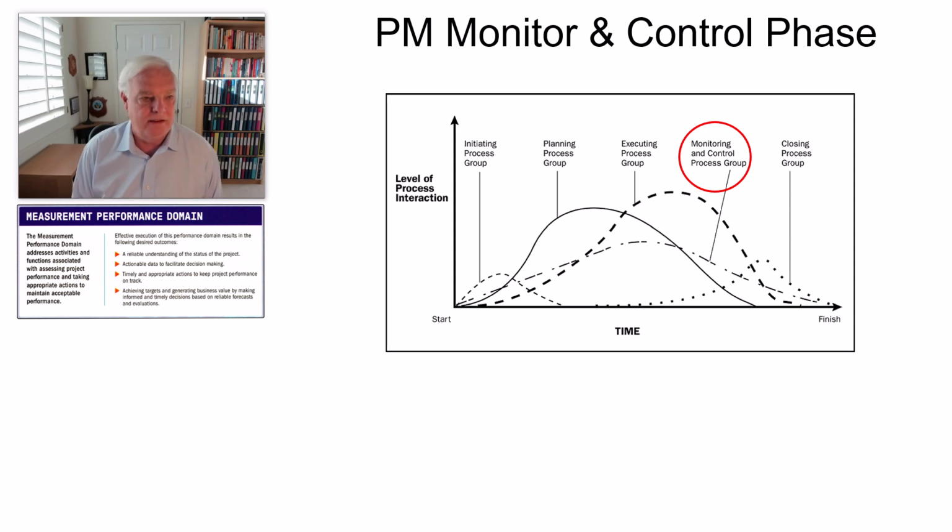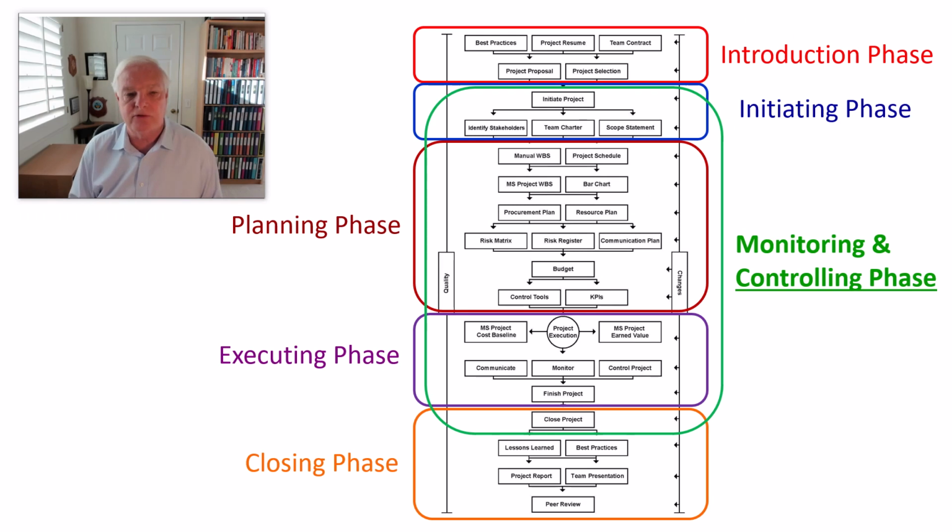phase. The measurement performance domain addresses activities and functions associated with assessing the project's performance and taking appropriate actions to maintain acceptable performance. Ultimately, it's our ability to view exactly what's going on in the project at each stage, at each phase as we're moving through it, and make adjustments, make those pivots, make the modifications as a project manager that would allow you to increase the performance.